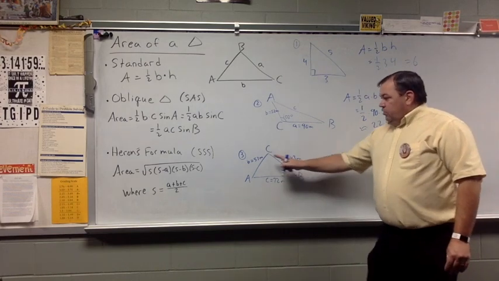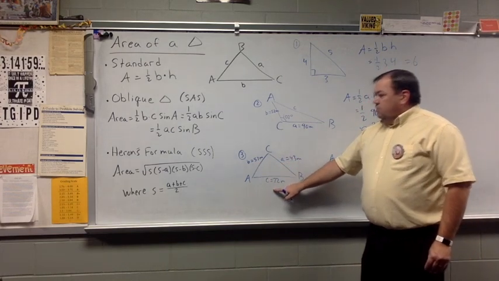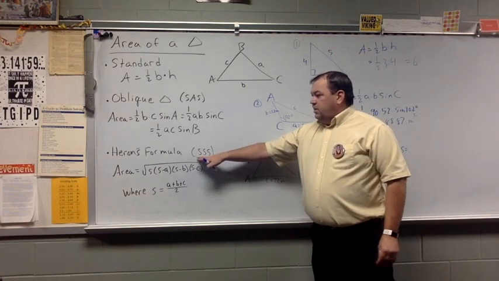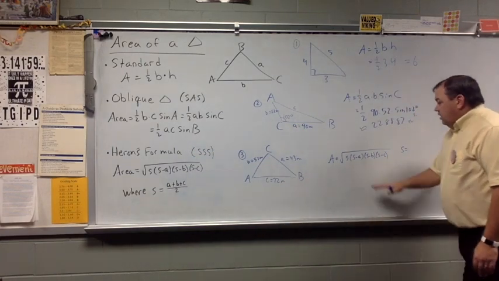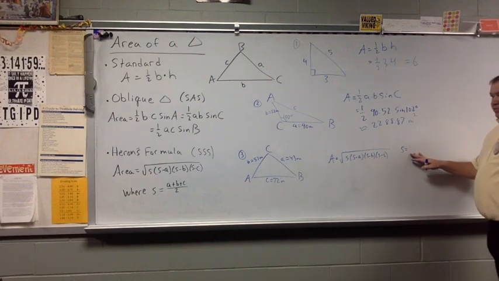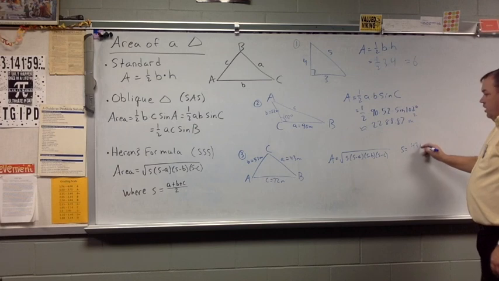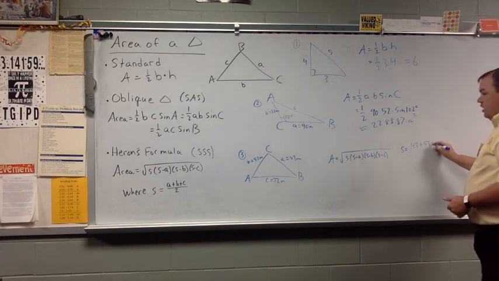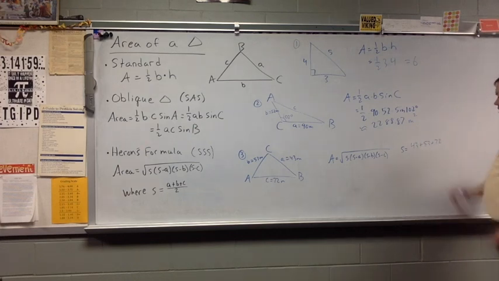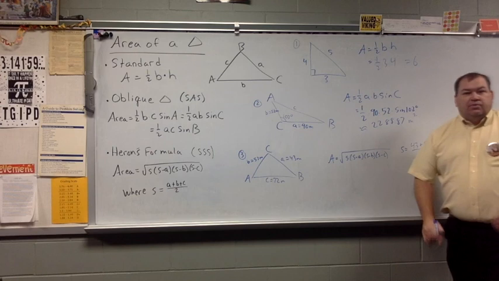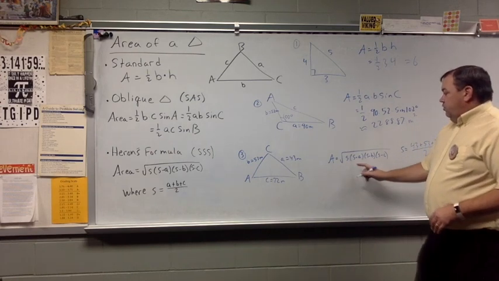If I have one where I know all three sides, so we're in the side side side situation, I can use Heron's formula. Now Heron's formula needs S before I start. So I'm going to add these things up: I add up A, and I add up B, and I add up C, and I'm going to divide them by 2. That gives me 168 halves, which is 84. So I know what S is now.